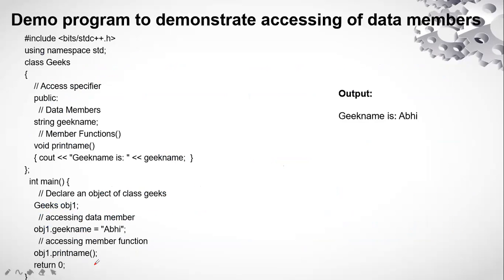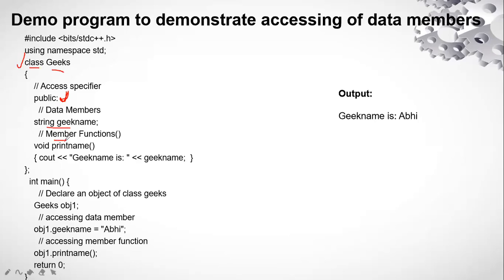Let's see how it is done here. The demo program demonstrates the accessing of data members. Using namespace std, we have defined the class here. This is the keyword and this is the name of the class, Geeks. Now we define the access modifier, that is public, so it can be directly accessed from the class. The data members I have defined here are string geek name, and I can also define an integer ID and other things.